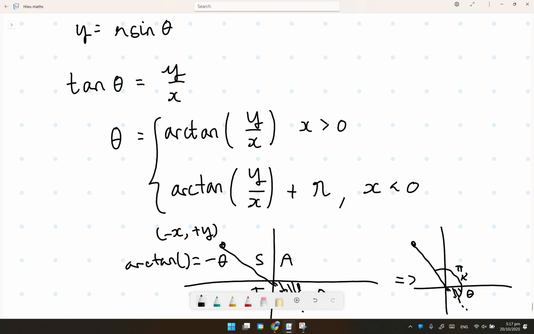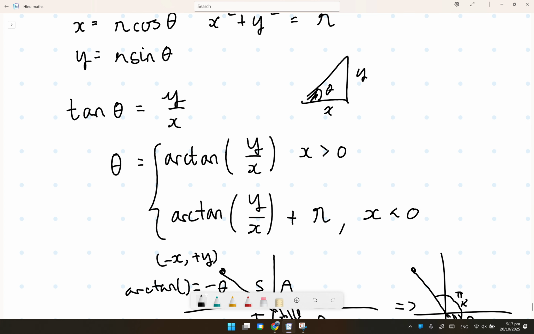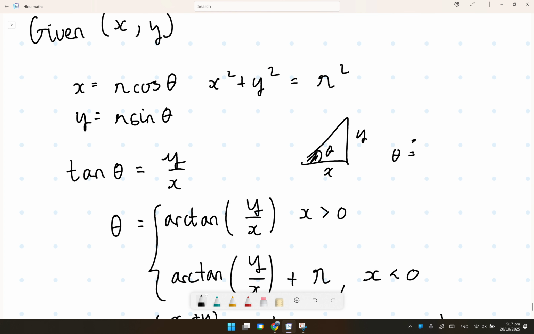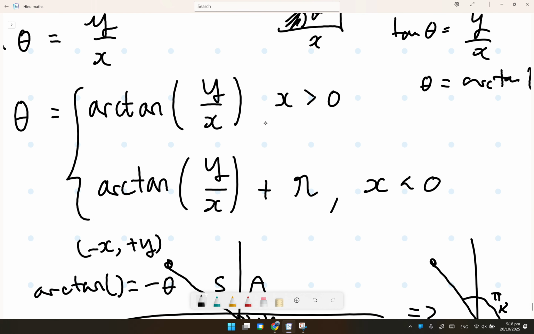A thing to keep in mind is that if we had a triangle, and we had theta, and we had y and x, and we wanted to find theta. We know that tan theta is equal to opposite over adjacent, so it's y over x. Then theta would be equal to arctan of y over x, right? But there's a caveat. When x is larger than 0, then the angle is equal to arctan y over x.